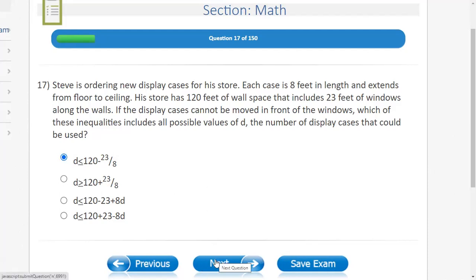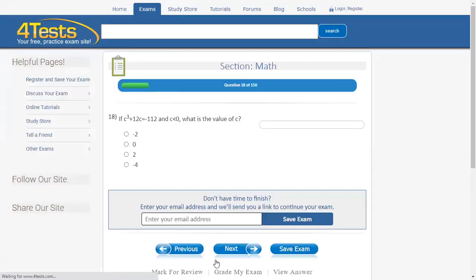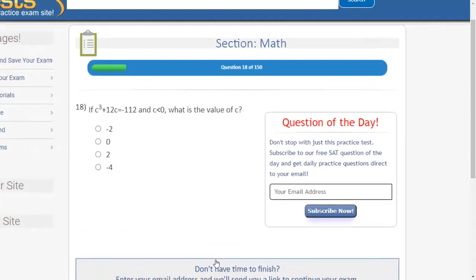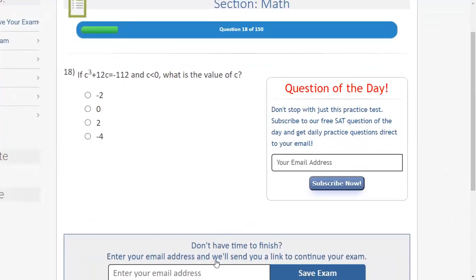Now let's see the next question. It's a very simple one. Could you zoom in? Okay, there we go. C cubed plus 12C is equal to negative 112. If C is positive, 0 and 2 cannot be the answer. You have only two choices, and it must be negative: minus 2 or minus 4.